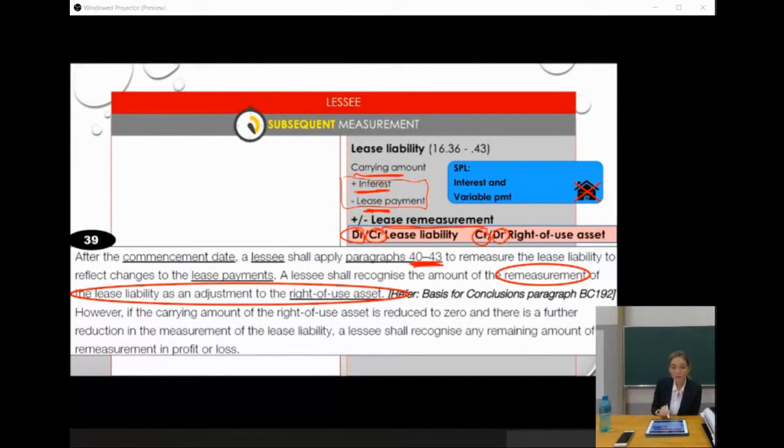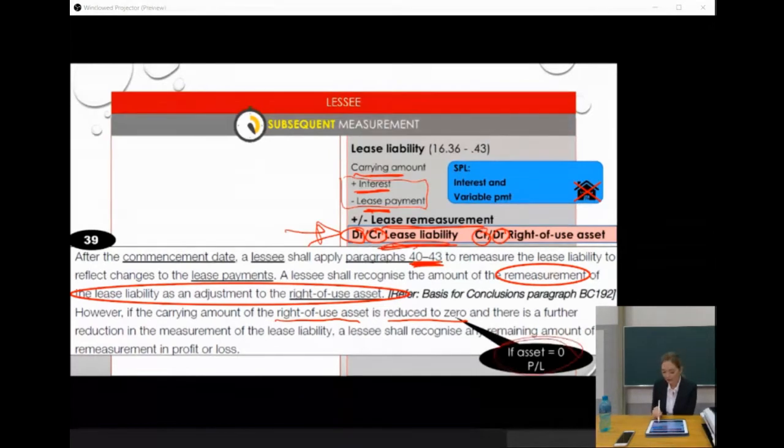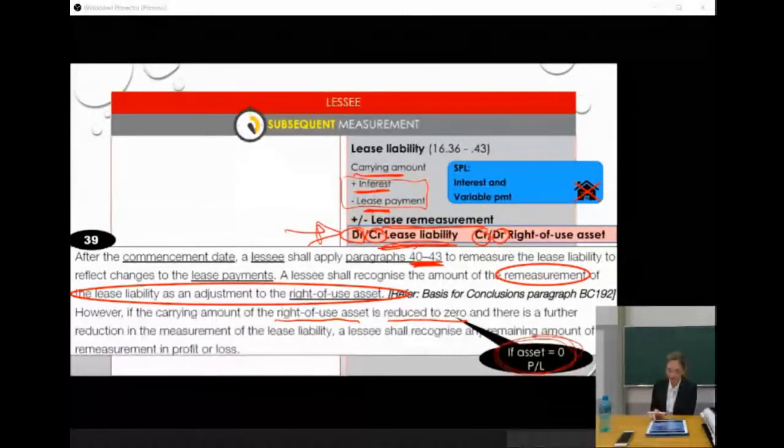Okay, but when we do the remeasurement, the other leg goes to the right of use asset. But then the standard says, if our right of use asset has already been reduced to 0, so the right of use asset has already been written down, then we will fix the lease liability amount, and the other leg will go to profit or loss, something like a remeasurement loss or remeasurement gain, or whatever the adjustment is. Okay, so that's what paragraph 39 says.